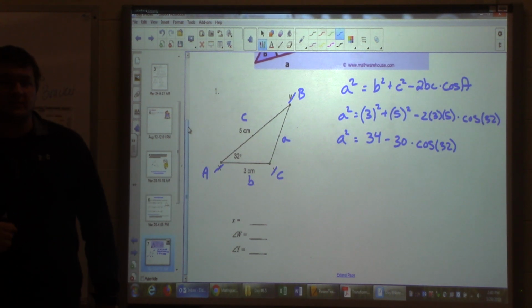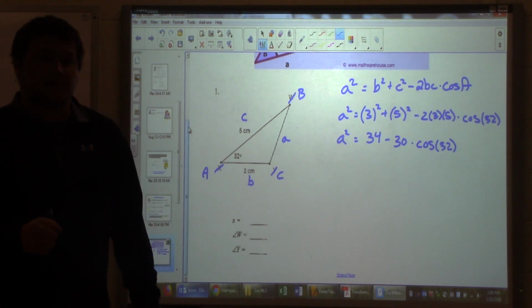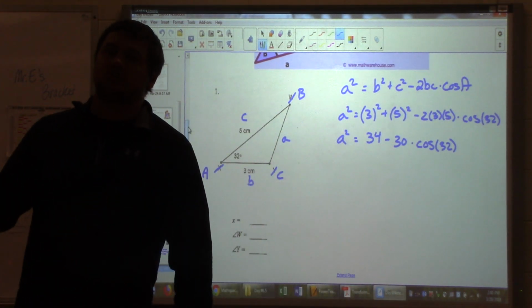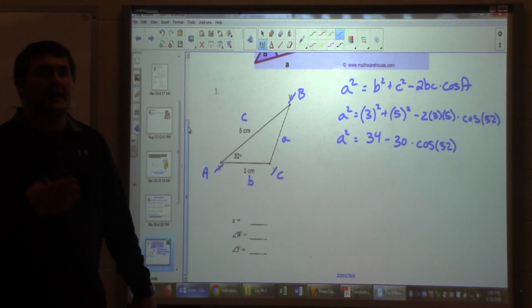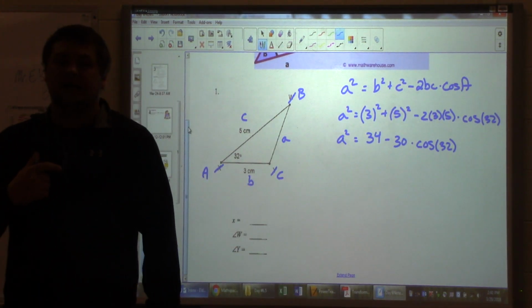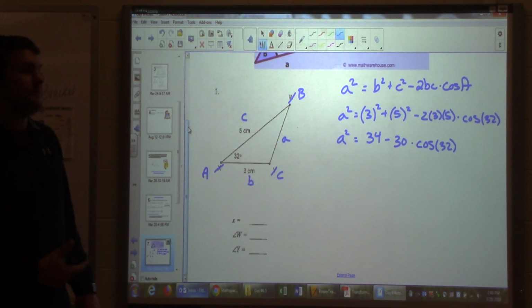Why can't I do that first? Because it's 30 times the cosine. It's order of operations, right? Multiplication comes before subtraction. We have to do the multiplication before we can subtract. So be careful. So we can plug this into our calculator.